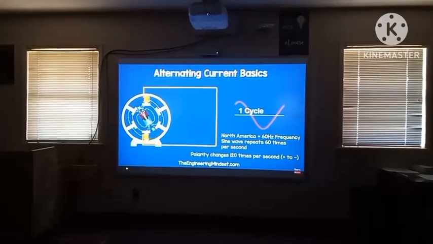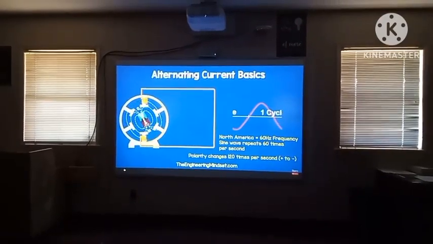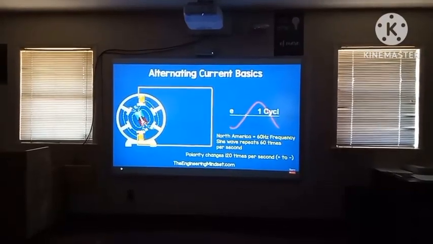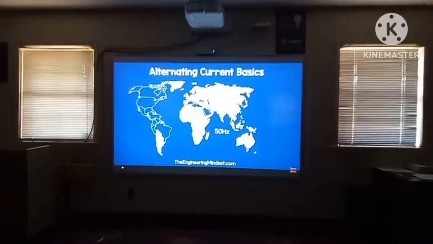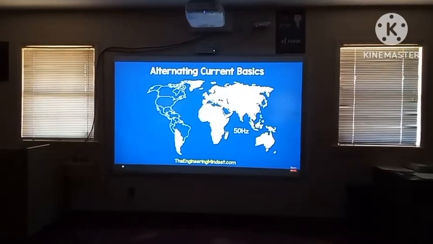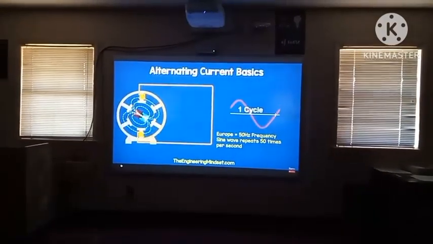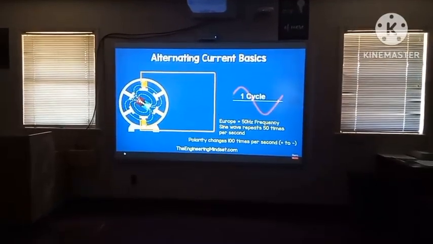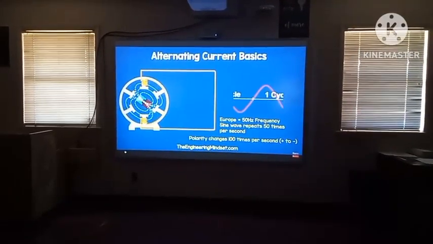And as each wave has a positive and a negative half, this means its polarity will reverse 120 times per second. In the rest of the world, we mostly find 50 Hz electricity. So the sine wave repeats 50 times per second, and therefore the current reverses 100 times per second.